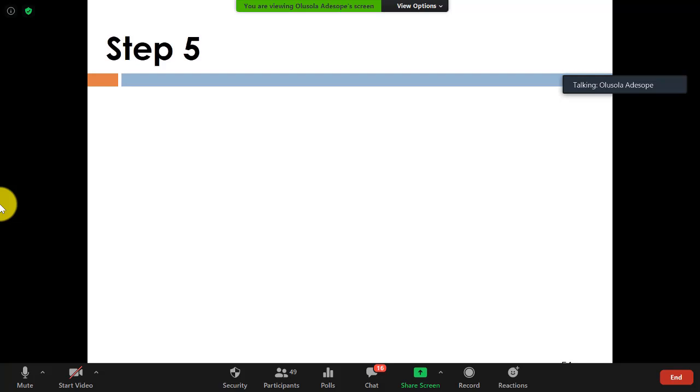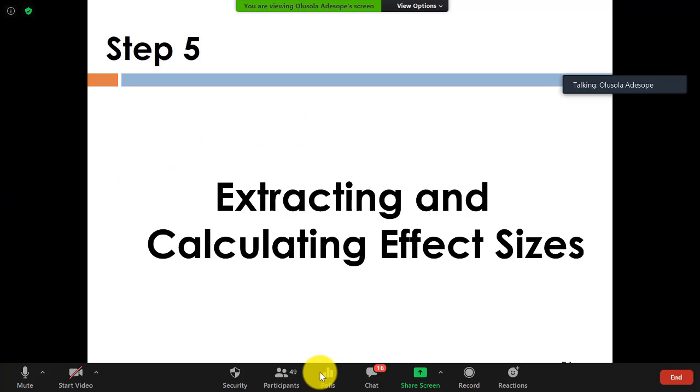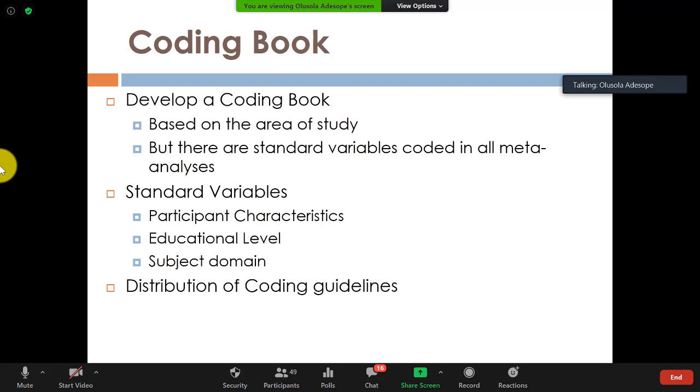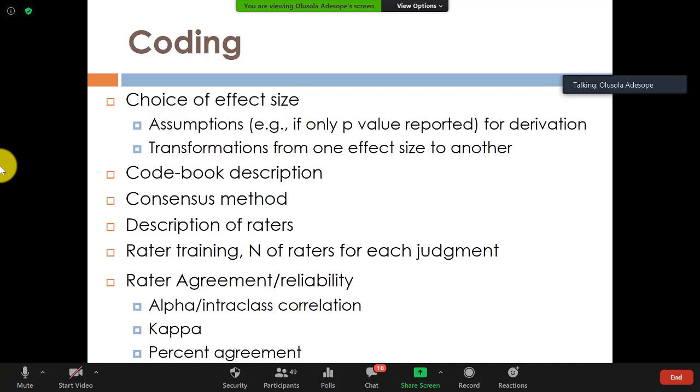Then step 5 is to extract and calculate effect sizes. So you download the PDF. Let me go back to step 4. You download the PDF of the studies that you set up for inclusion, and then you begin to code. We are going to code on Saturday. I know, again, we are trying to collapse a whole year course into a few hours here, but we will code by God's grace on Saturday.